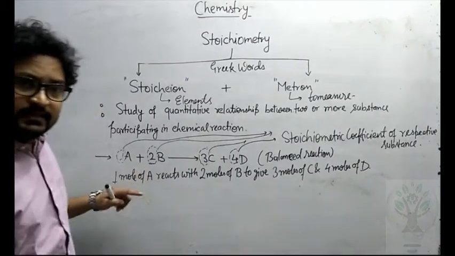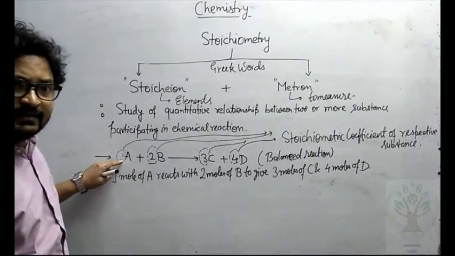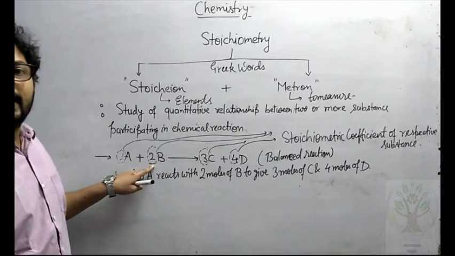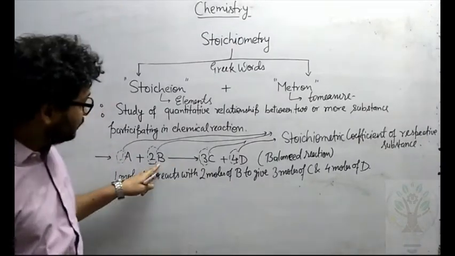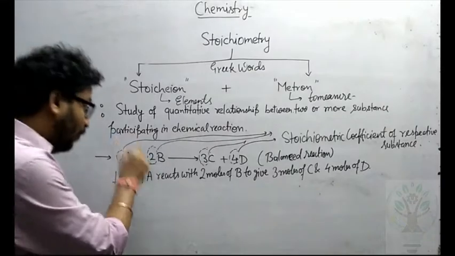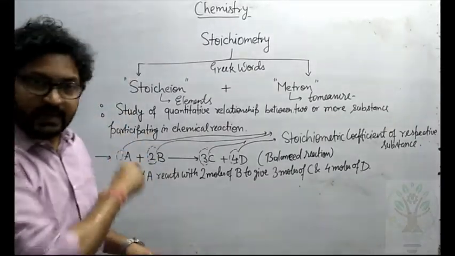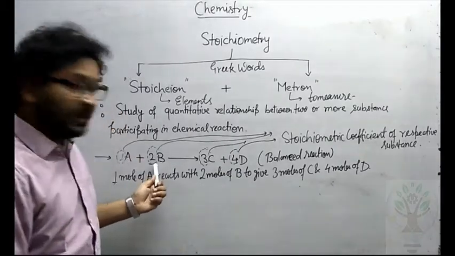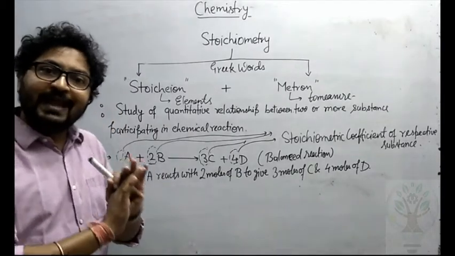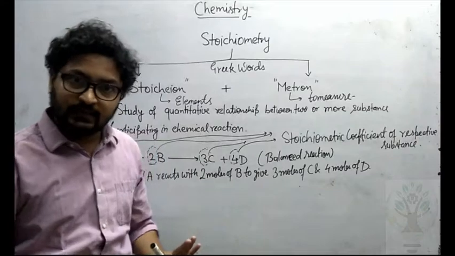This relation says that whenever 1A reacts, 2B will also react. It's not like 1A can react alone and 2B can react alone. No, both are required at the very same time. So if 1A wants to react, it will require 2B. If 2B are not present, 1A cannot react. Are you getting this?